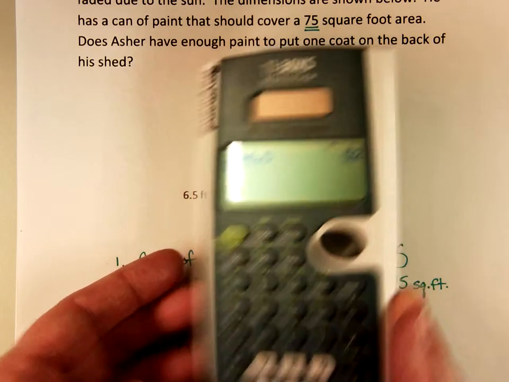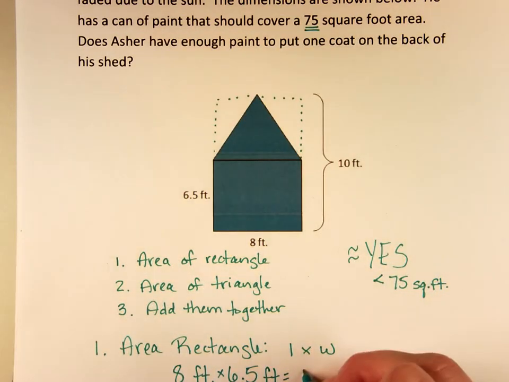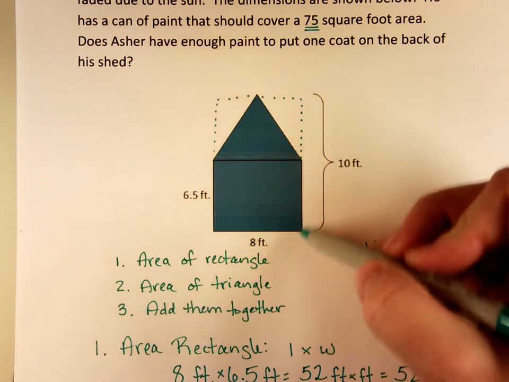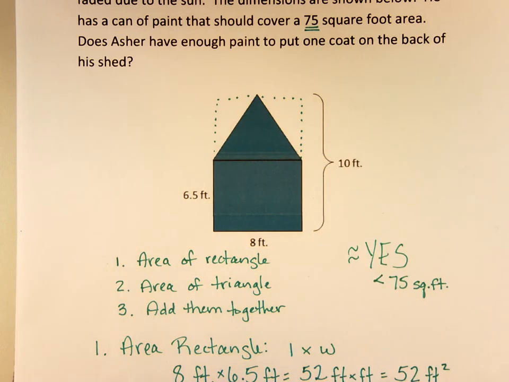52 is the answer. And what are the units? We did feet times feet. When you do feet times feet, it's the same thing as writing it like this. 52 feet squared. That is the area inside of this rectangle. Number 2, find the area of the triangle.